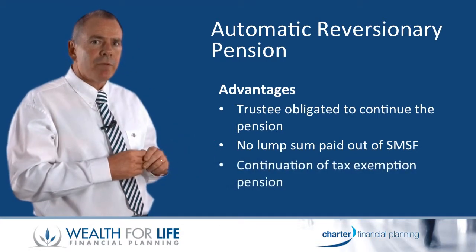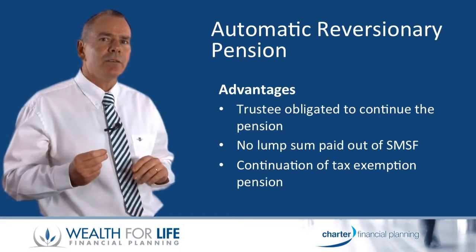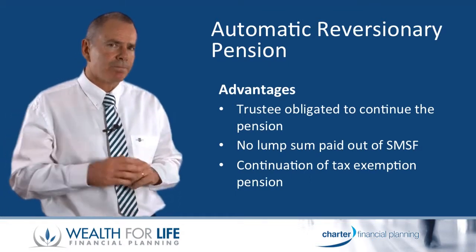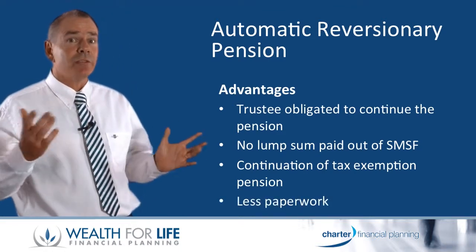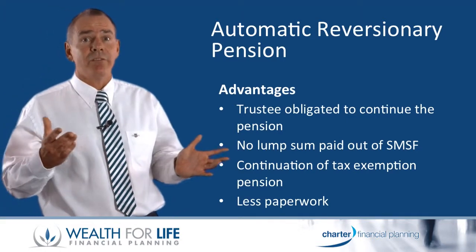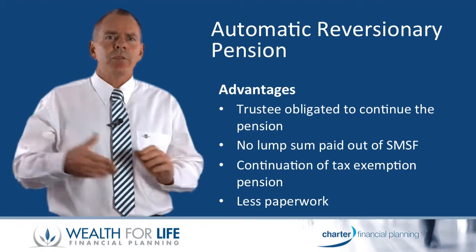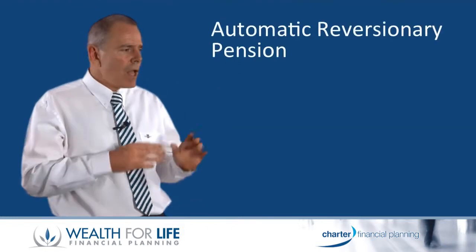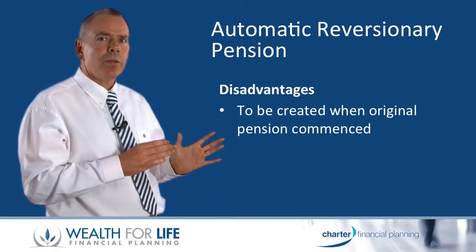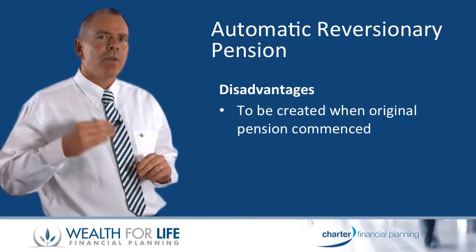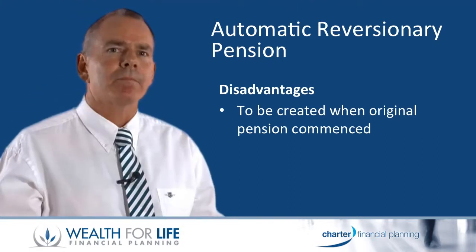Benefits are exempt from being taxed, so an automatic reversionary pension continues as a tax-exempt pension. There is also less paperwork and it is therefore less traumatic for the surviving SMSF trustee, which is usually a family member, a relative. Some of the disadvantages include: an automatic reversionary pension must be created when the pension is established. There may be some Centrelink advantages with an automatic reversionary pension.